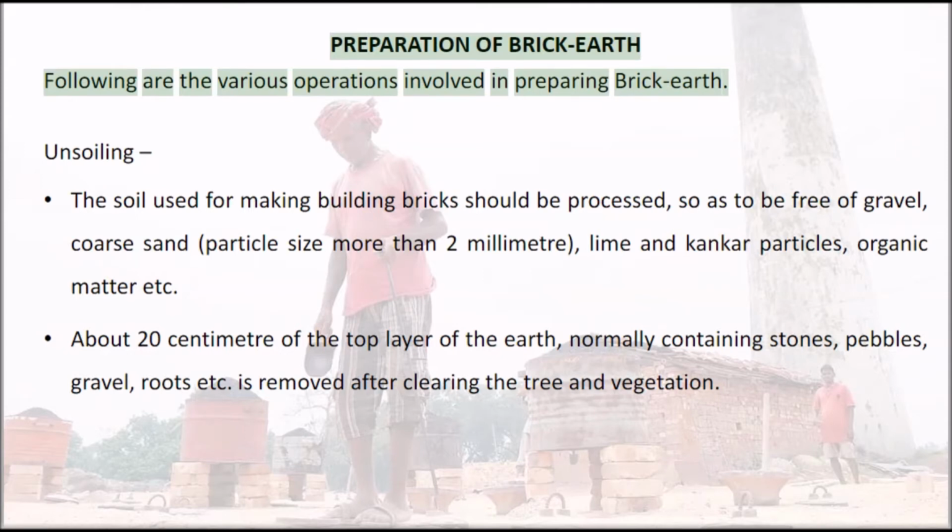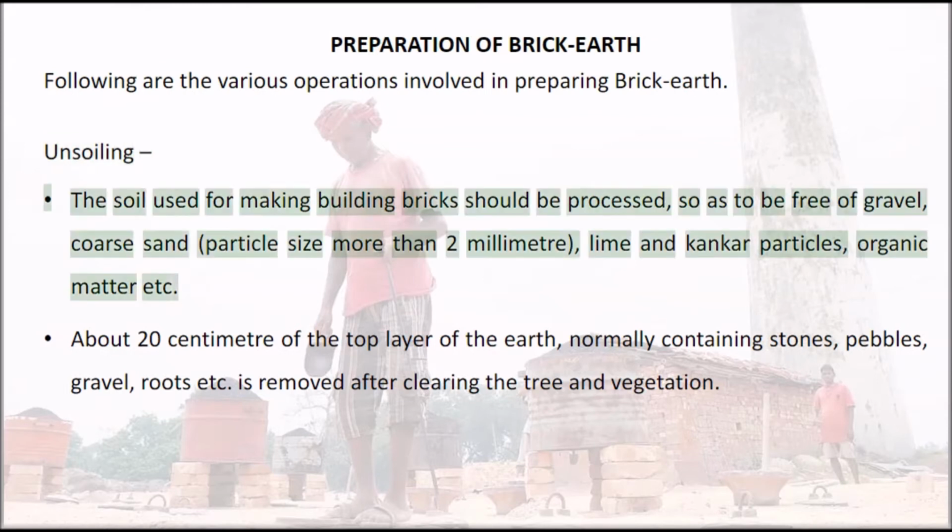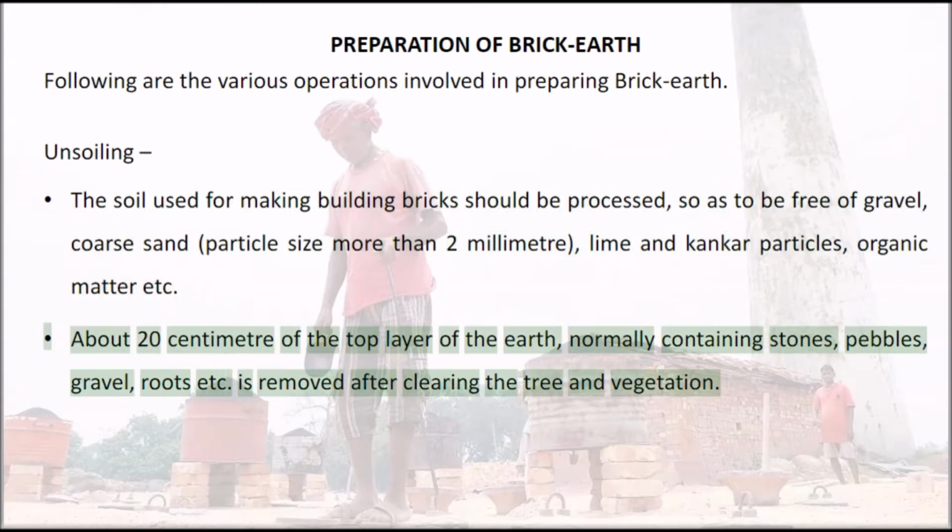Unsoiling. The soil used for making building bricks should be processed, so as to be free of gravel, coarse sand, particle size more than 2 mm, lime and canker particles, organic matter, etc. About 20 cm of the top layer of the earth, normally containing stones, pebbles, gravel, roots etc. is removed after clearing the tree and vegetation.